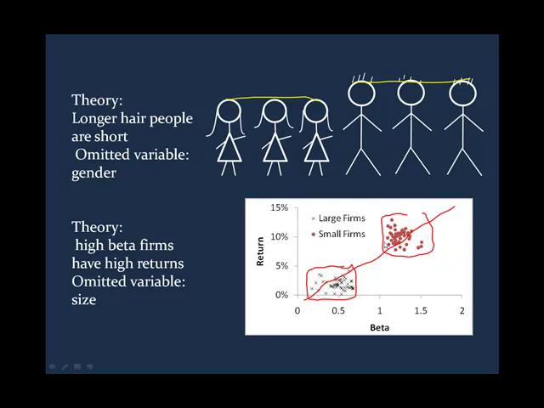So it is size that's driving the apparent beta-return connection we saw for so many decades. And it is in that sense that Fama and French showed that beta does not work.